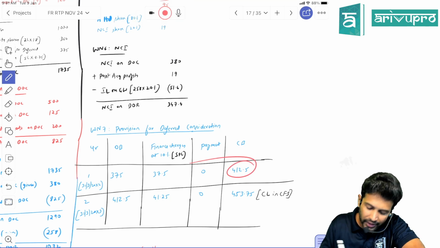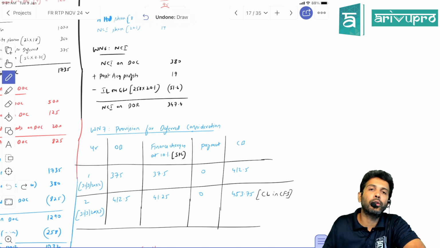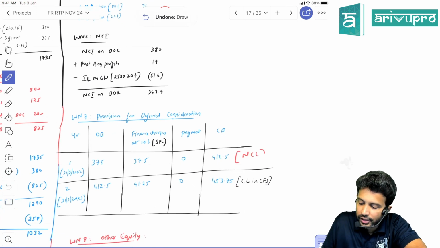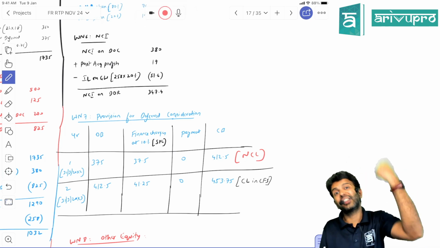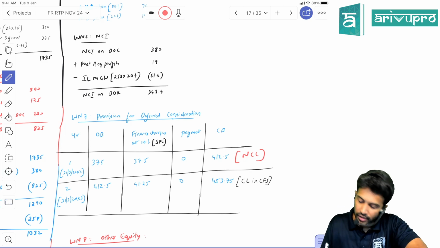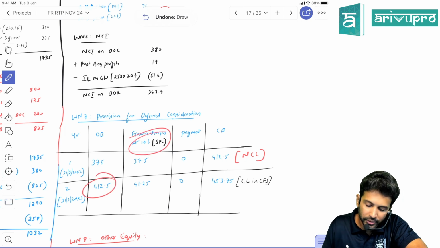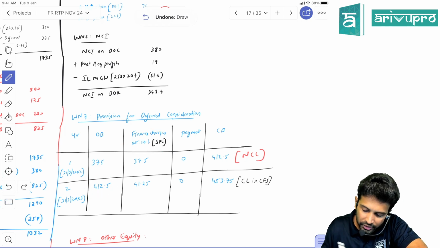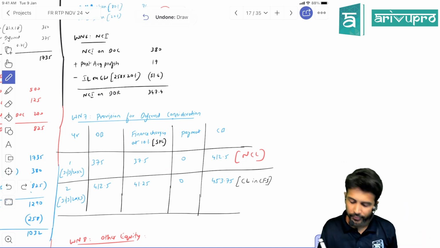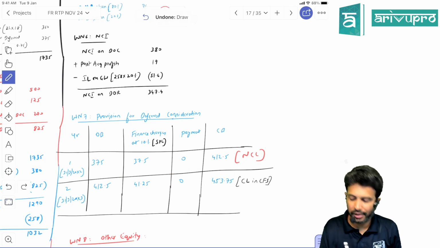So if you have prepared consolidated financial statements for first year, you will show provision for deferred consideration 412 and you will show this as non-current liability. Yes, because settlement will happen in the third year. Now we are not doing first year's CFS, we are doing second year. First year's closing will become second year's opening. Now calculate 10% on this amount. 412.5 into 10% will give you 41.25. Again, payment is not made in second year, it will be made in third year. So closing balance will be these two addition minus this, which will be 453.75.